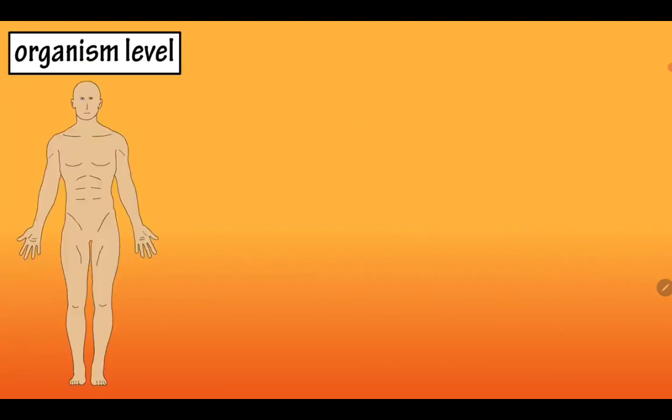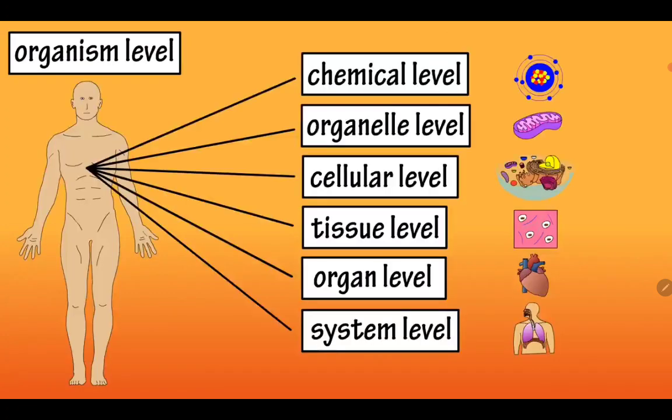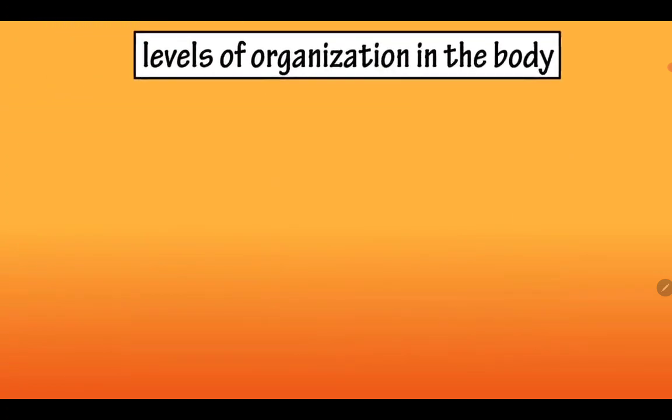The organism level is the last level. The overall human organism is made up of all the previous levels we just covered. And that be the levels of organization of body structure and function.